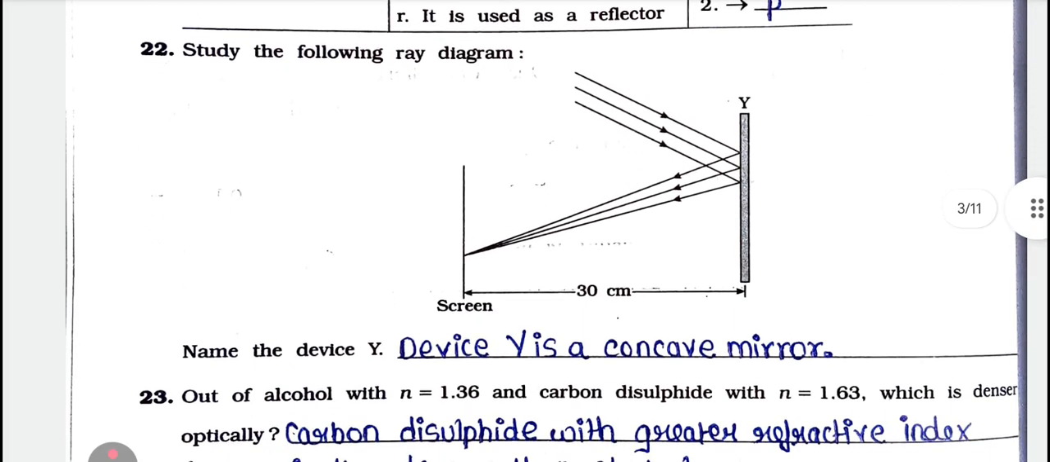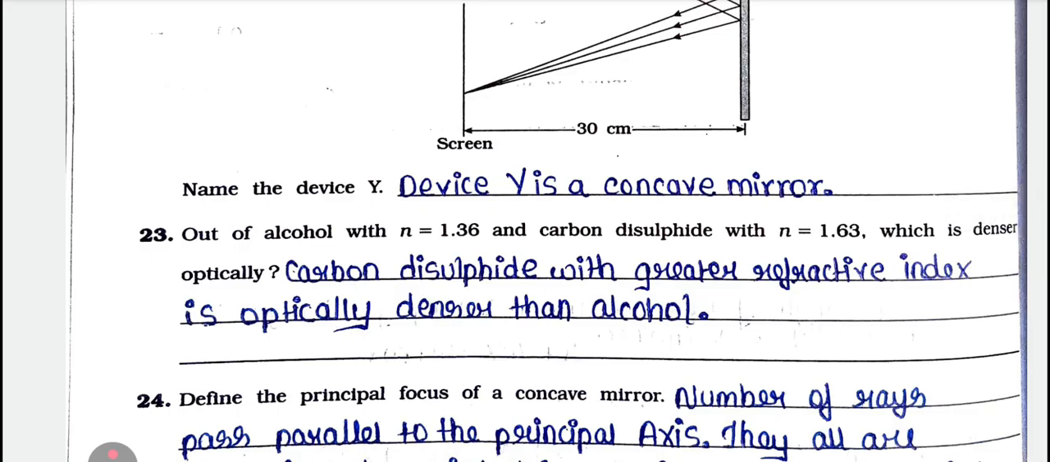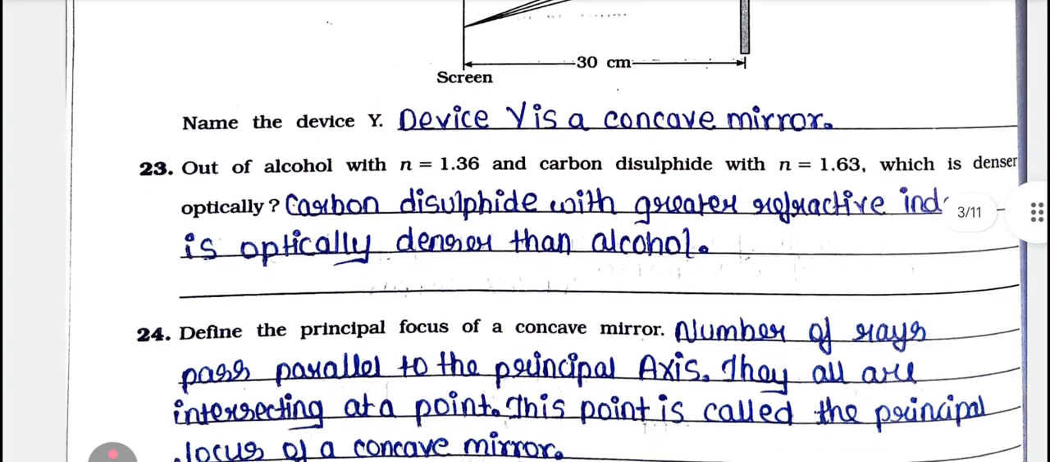Study the ray diagram और आंसर लिखना है कि भाई जो डिवाइस दिया गया उसमें नेम ऑफ द डिवाइस Y. तो आपका Y क्या है? कॉन्केव मिरर है. Out of alcohol with n equal to 1.36 and carbon disulfide with n equal to 1.63, which is optically denser? तो आंसर आएगा carbon disulfide with a greater refractive index is optically denser than alcohol.